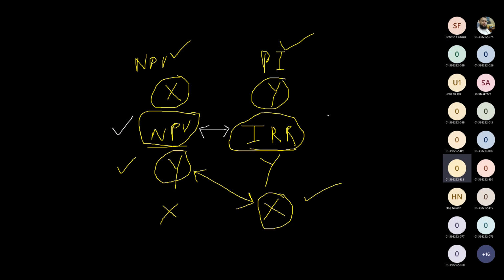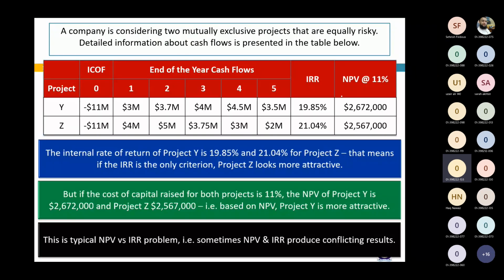Now, let me explain a few more points. I'm saying that most of the time, NPV and IRR would recommend the same project. However, very few times, there would be a scenario in which the recommendations of NPV and IRR might be different. What would be that scenario? That scenario would be when there is a huge difference in initial cash outflows. This is one scenario: when there is a huge difference between the initial cash outflows.